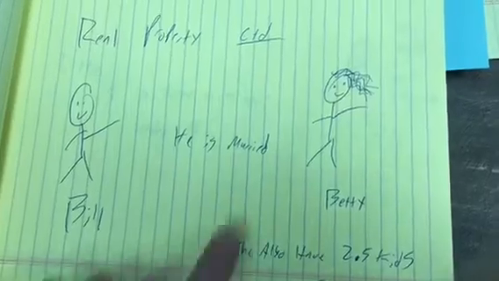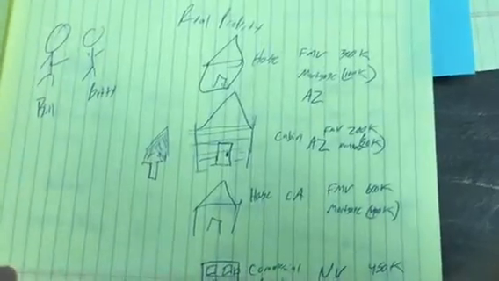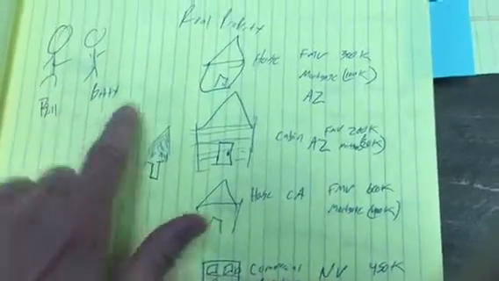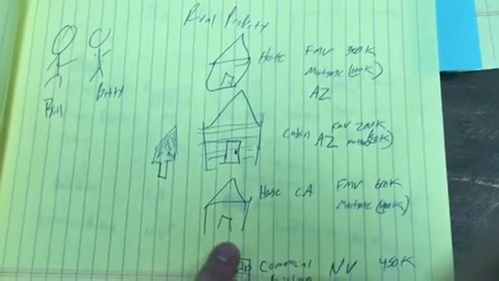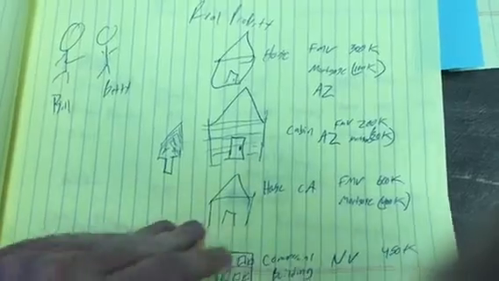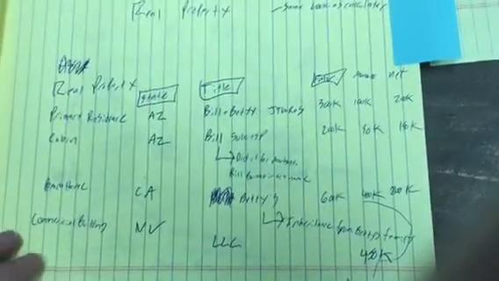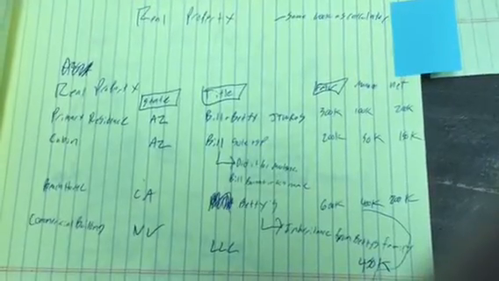Bill, he's married. Meet Betty. They also have 2.5 kids. Little 0.5, just a minor, under 18, no limbs, but she's still happy. Real property, Bill, Betty. They have a house. They have a cabin in Arizona. They have a house in California that Betty inherited. And they have a commercial building in Nevada. So there's a snapshot of the real property that Bill and Betty own.